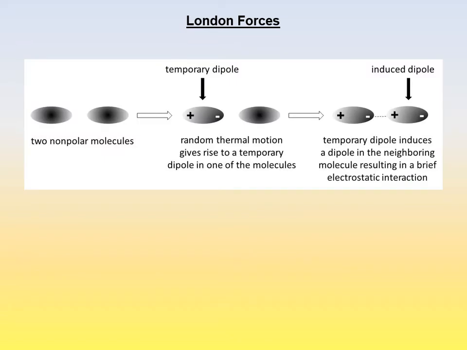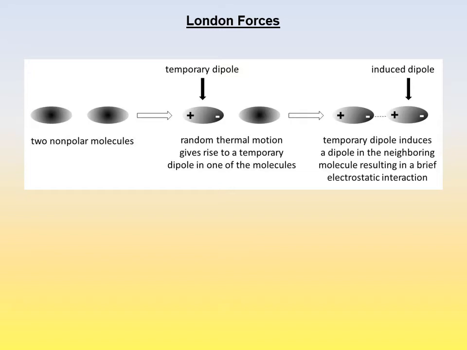They are important particularly if nonpolar molecules are polarizable. Now, polarizability is the ability of a molecule to have its electron cloud distorted. That means that if a molecule is highly polarizable, its electron cloud is easily distorted.